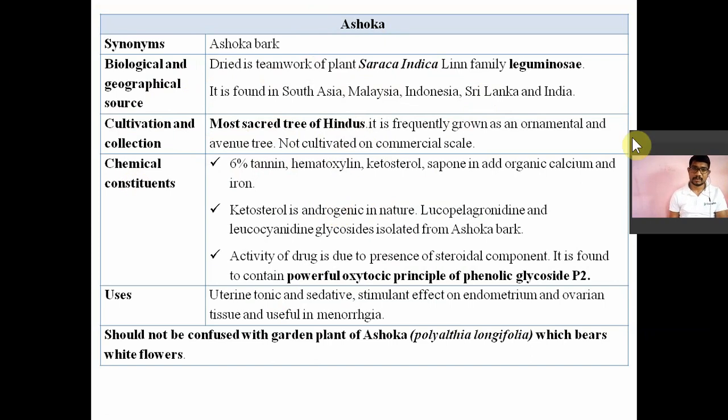It is frequently grown as an ornamental plant, not cultivated. It also consists of 6% tannin, xylene, sterols, saponin, and organic calcium and iron. Testosterone is androgenic in nature, so your androgen level will increase, meaning male hormones will increase. Glucoside lagradinin is a glycoside isolated from the bark.